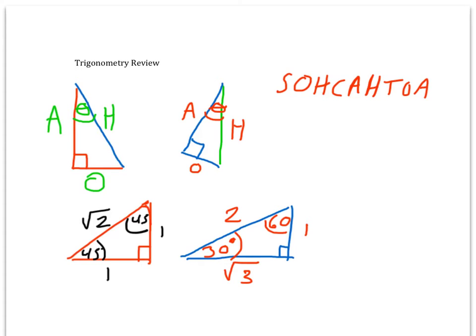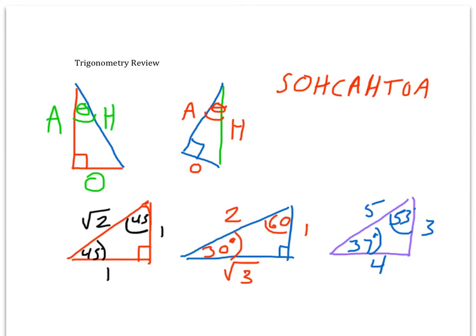And then the last one I want to point out that we should know, let's go with purple, that's exciting. I didn't draw this to scale, oh well. This is 37 degrees, and this is 53 degrees. And this is actually a 3, 4, 5 triangle.